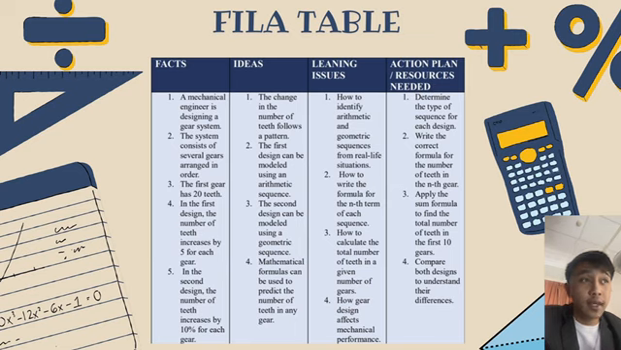For the action plan, first, determine the type of sequence for each design. Second, write the correct formula for the number of teeth in the nth gear. Third, apply the sum formula to find the total number of teeth in the first 10 gears. And the last one, compare both designs to understand their difference. That's all from me. Thank you.